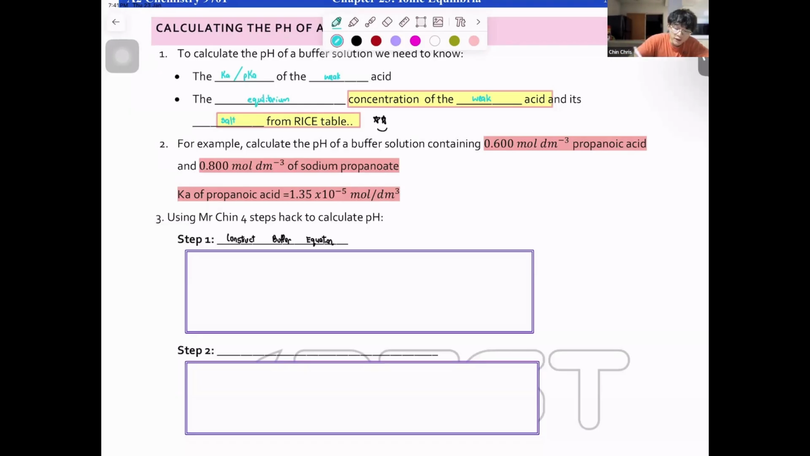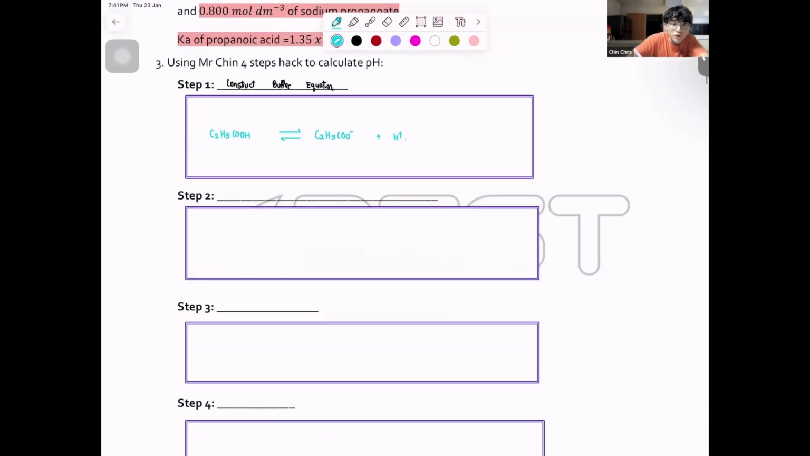So guys, how's my buffer equation? Again, the buffer equation is always the same as a weak acid dissociation equation. C2H5COOH turns into C2H5COO- and H+. That's your first step. So after your buffer equation, second, I want you guys to construct the Ka equation. Go.